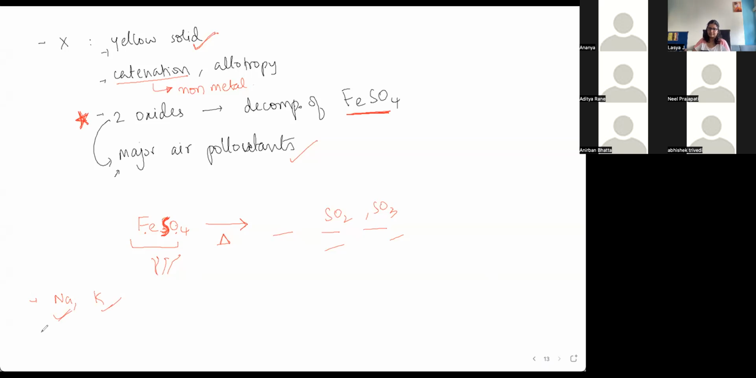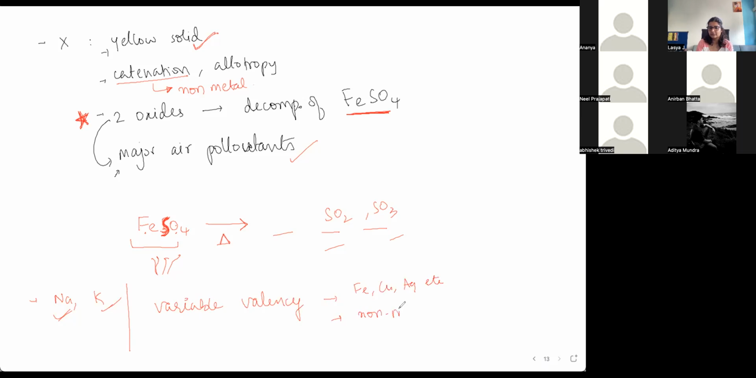Okay. And the second part was an element with variable valency stored under water. So I did not get this one. Okay. Element with variable valency. So whenever you come across variable valency, it's either a D block metal, something like iron, copper, silver, etc., or it's a non-metal, like sulfur, phosphorus. All of these have variable valencies.